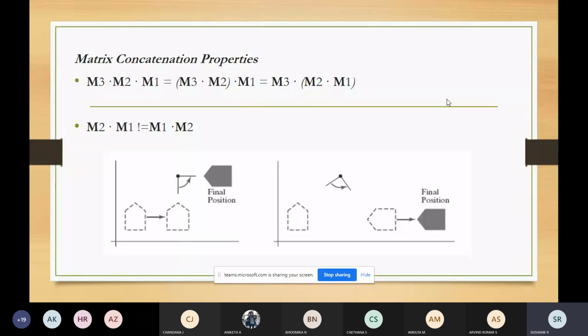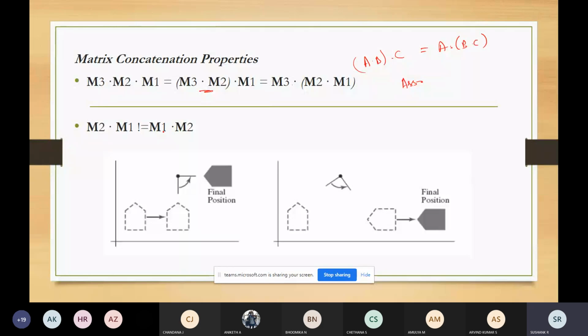Now the next topic is the matrix properties. See, multiplication of matrices is associative. M3 into M2, and after multiplying this result with M1, will be the same as multiplying the last two terms with M3. So multiplication of matrices is associative. That is, A into B and then multiplying the result with C is the same as multiplying B into C and then multiplying with A.